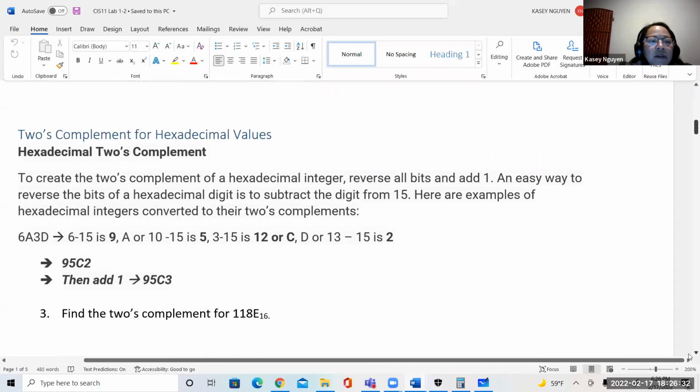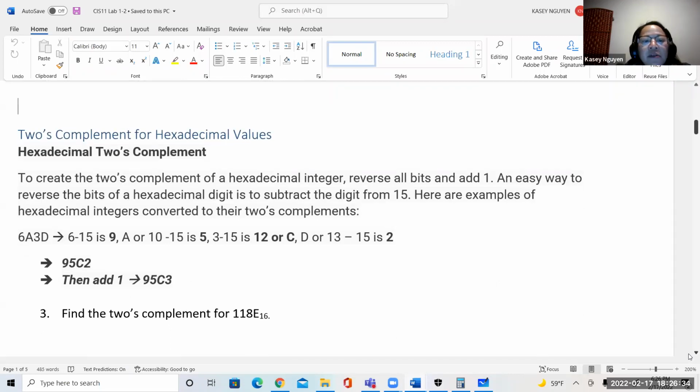Here it says the 2's complement of a hexadecimal value: you need to create the 2's complement of the hex integer, reverse all the bits, and then add the 1, just like the binary values, because that 1 bit holds the sign. An easy way to reverse a hex digit is to subtract the digit from 15, because remember that we have 16 in the scale for the hex, and we are going to reserve 1 bit, so we subtract from 15.